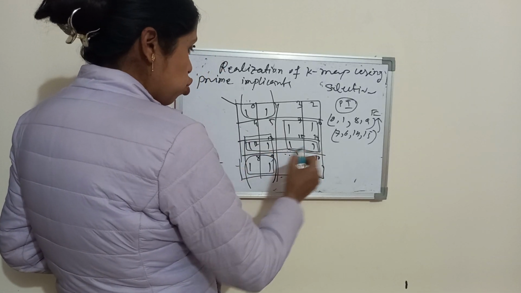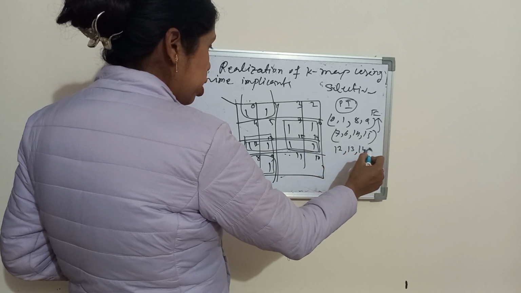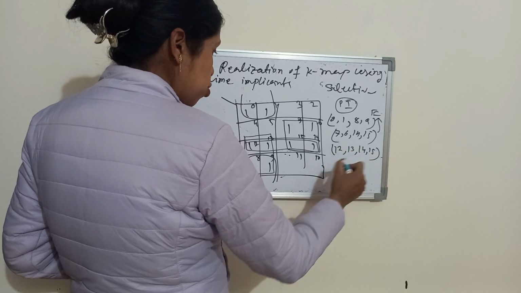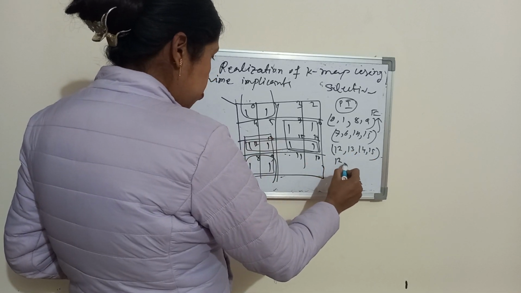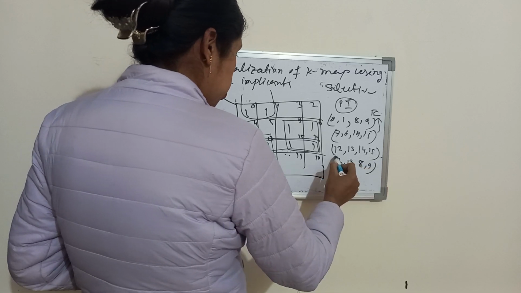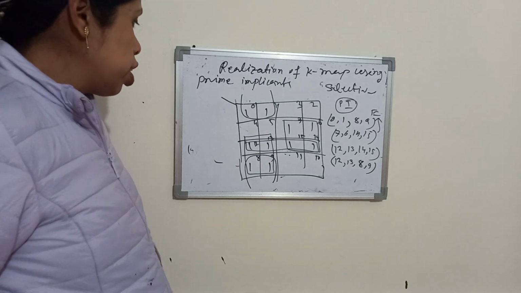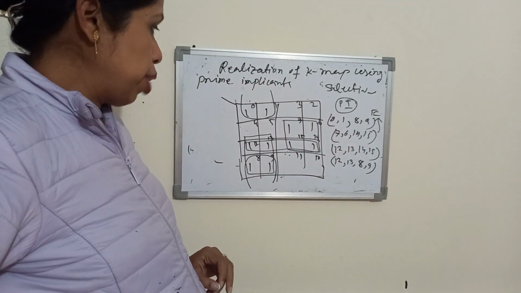Okay, suppose I am considering 12, 13, 14, 15. This group I am writing here. One more group I am writing here: 12, 13, 8, 9. Suppose among these two groups, which group will be the essential prime implicant?